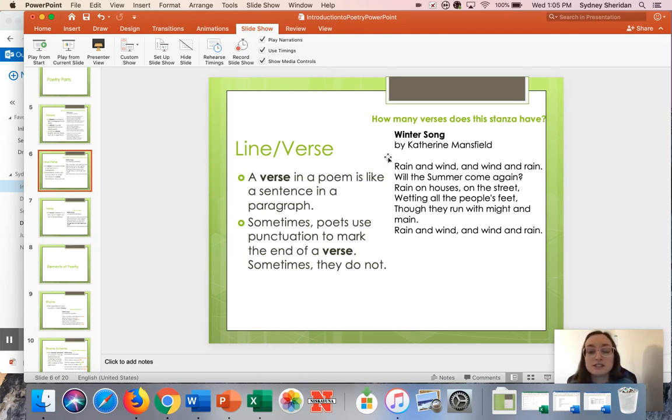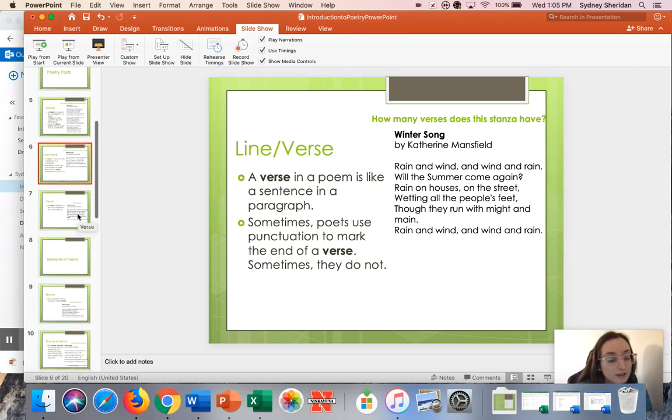So let's see. If we wanted to figure out how many verses something has, now this is just a stanza, right? Because it's one group of lines of the poem together. We would just need to count how many lines there are in the poem, and that's how many verses there are in the poem. So this one would have 1, 2, 3, 4, 5, 6, and 7. That's how many lines or verses are in that stanza, in that poem.